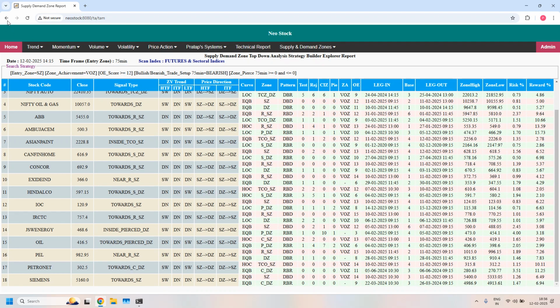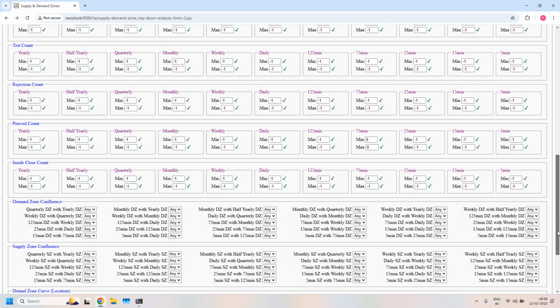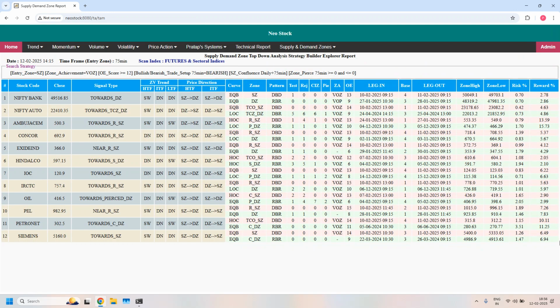The supply zone Confluence. So let us set that filter in the supply zone Confluence. 75 minute supply zone Confluence with daily supply zone. With this filter, now the list has come down to 12 stocks. In these 12 stocks, these 75 minutes supply zones are overlapped with daily supply zone. That is what zone confluence. And the daily trend is down.